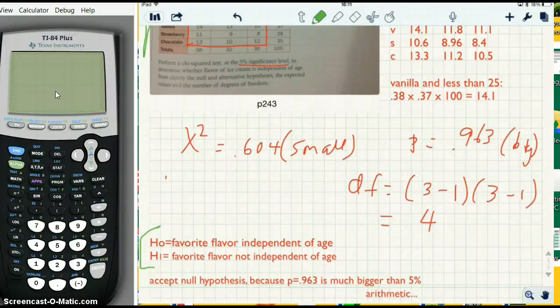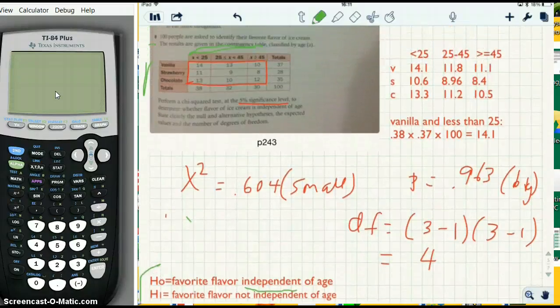H0 is the null hypothesis. The favorite flavor is independent of age. Whenever you write a null hypothesis, you always write that the two factors are independent. When you write the alternative hypothesis, then they're not independent. So you just put the two factors there, favorite flavor, age. Are they independent or not independent? With the null hypothesis, they're independent. With the alternative hypothesis, they are not independent. That's the way it always is.